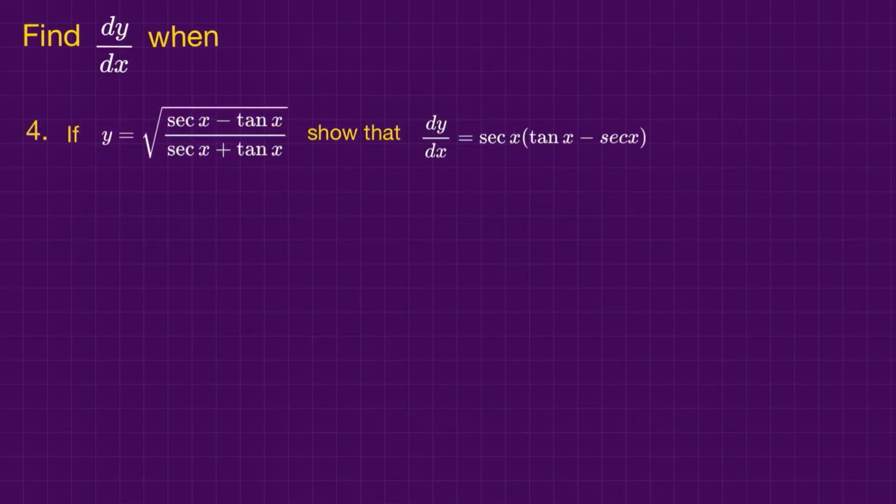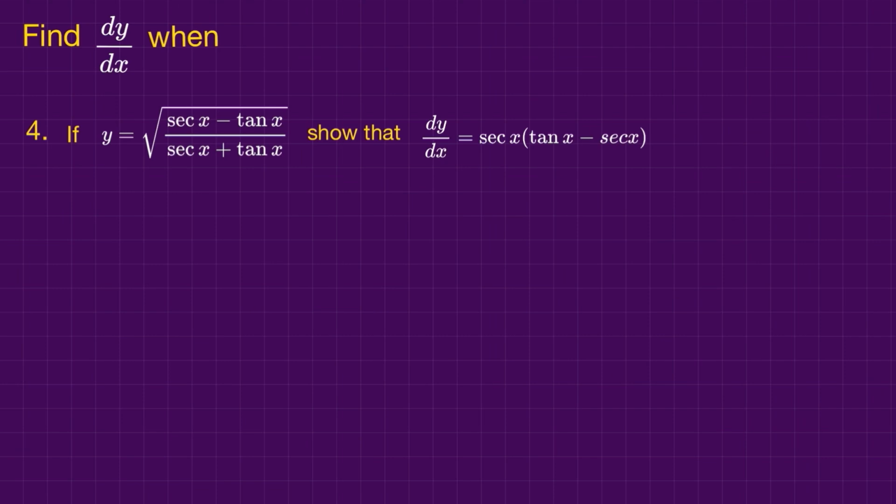Question number 4. If y equals root over sec x minus tan x over sec x plus tan x, then show that dy over dx is sec x times tan x minus sec x. The answer is already given, we just need to differentiate the given function and prove the answer provided by the question. So let us differentiate both sides with respect to x.